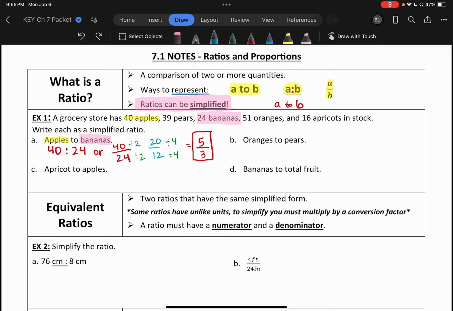So part B, now we're looking at, let's erase this, we're looking at oranges to pears, right? So if I'm looking at oranges to pears, then I'm looking at what is the number of oranges I have? Well, if I read the question, I got 51 oranges. What is the number of pears I have? Well, got 39 pears, right? So oranges is first, so I got 51 oranges to 39 pears. Now, if I want to write this as a fraction, 51 over 39.